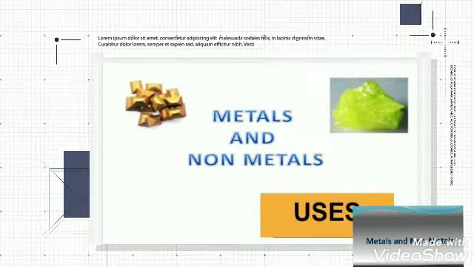Now uses of metals and non-metals. Aluminium metal in the form of alloy is used to make aeroplanes. Copper metal is used to make electric wires, electric motors, utensils, etc. Silver and gold are used in making jewelry. Zinc metal is used in the galvanizing process so as to prevent rusting.